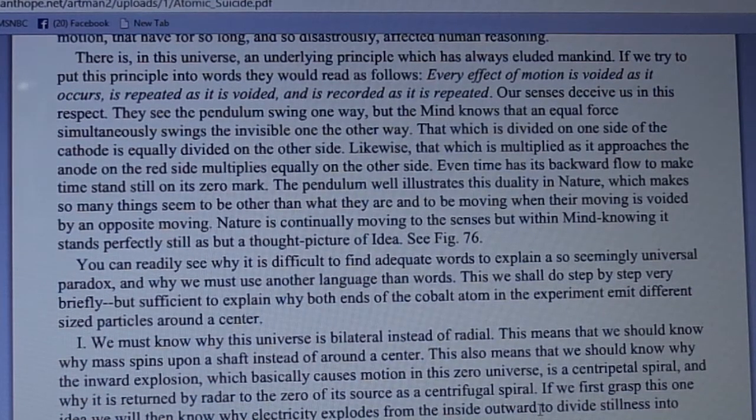You can readily see why it is difficult to find adequate words to explain a so seemingly universal paradox, and why we must use another language than words. This we shall do step by step very briefly, but sufficient to explain why both ends of the cobalt atom in the experiment emit different sized particles around a center.